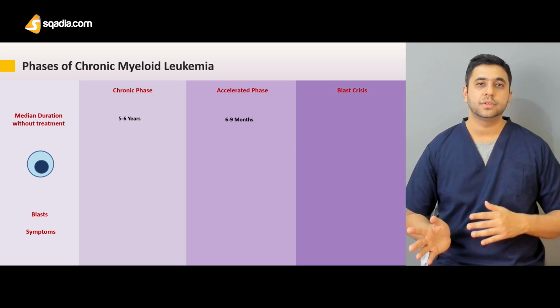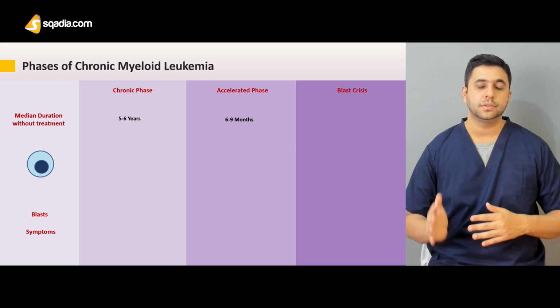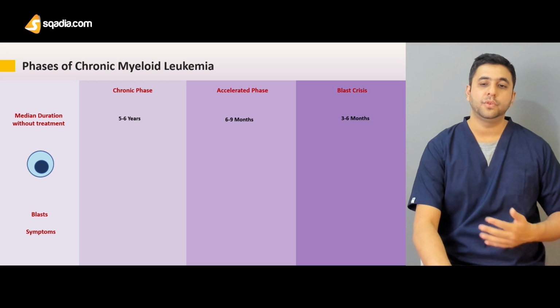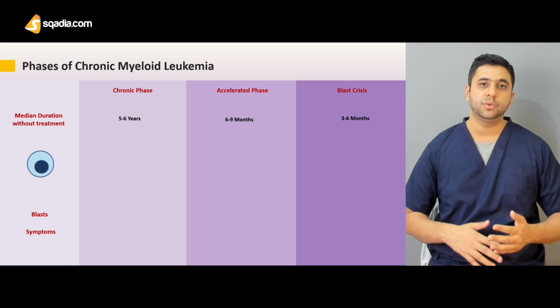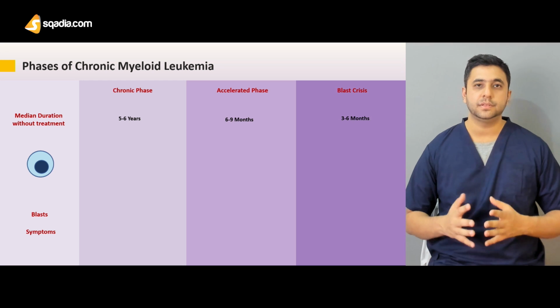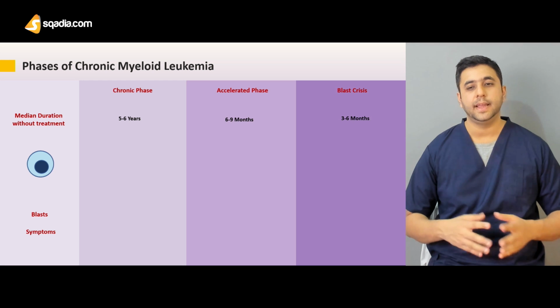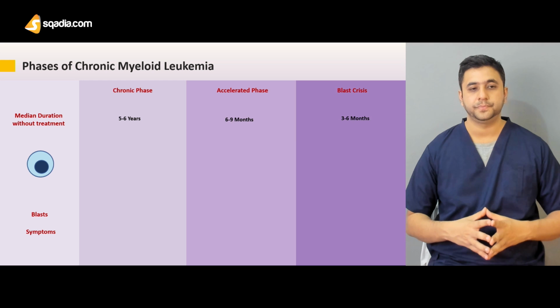But if the patient goes into the accelerated phase, the prognosis significantly declines. And it declines even further when we move on to the blast crisis. Anyone who develops a blast crisis, or presents to us with a blast crisis, has a very poor prognosis generally, and they have a median expected lifespan of around 3 to 6 months.